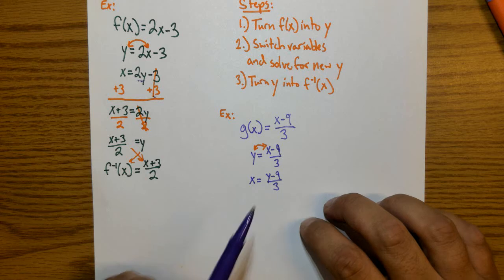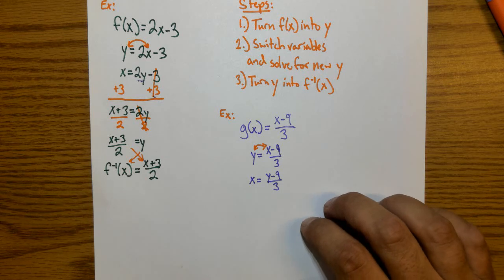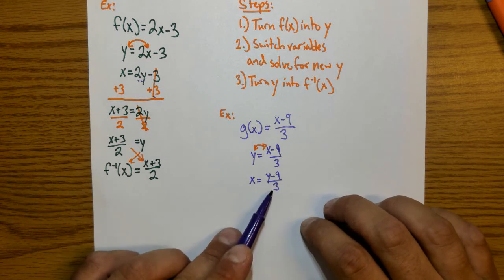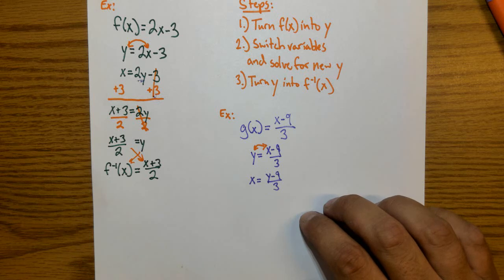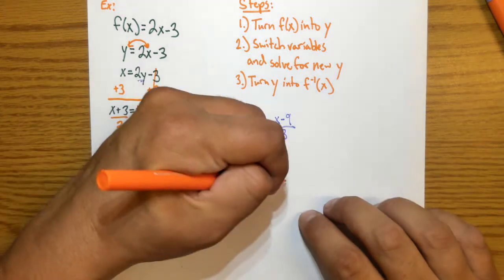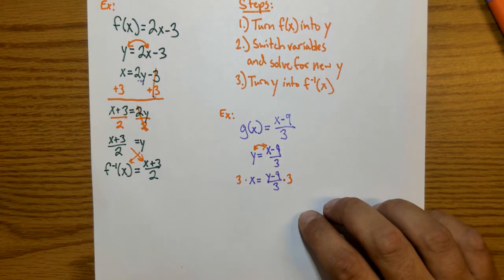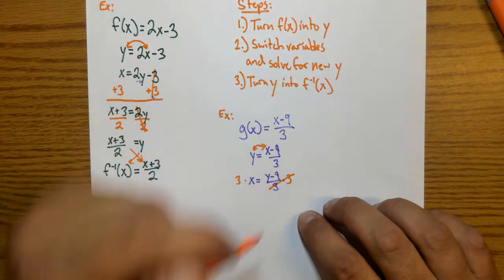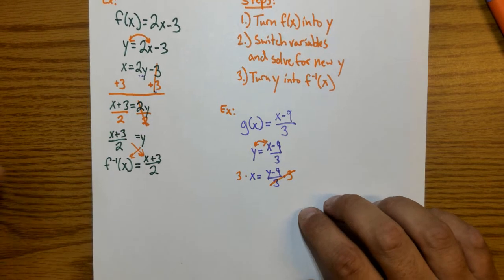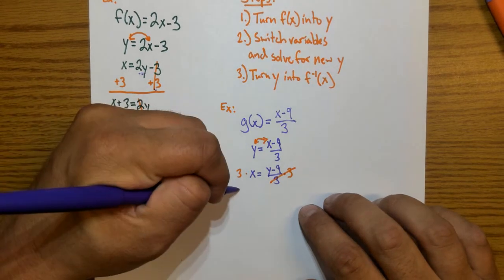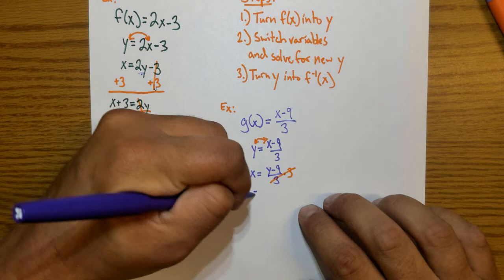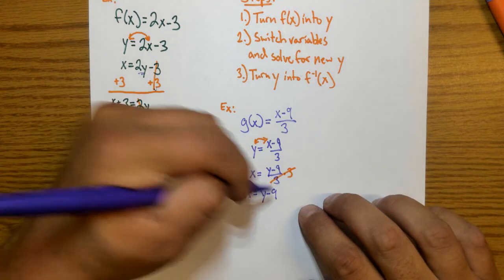Whenever we see a fraction, kind of rule of thumb, not always, but usually, and always in this case, we'll want to get rid of the fraction first. So it's being divided by 3, so let's multiply both sides by 3. Now this cancels this out, which was our point. And now on the left side, we have 3x equals y minus 9.